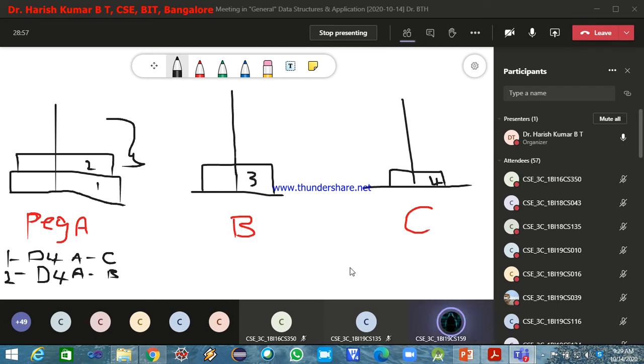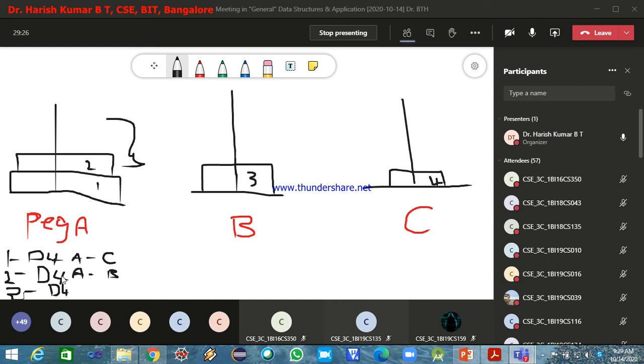Next, disk 4 from C to B. See, 1 is bigger, 2 is smaller, next is 3 and next is 4. Now you are saying 4 to B. That means 4 is a smaller disk than 3, so it can be placed on this. So in the third move, you are moving D4.